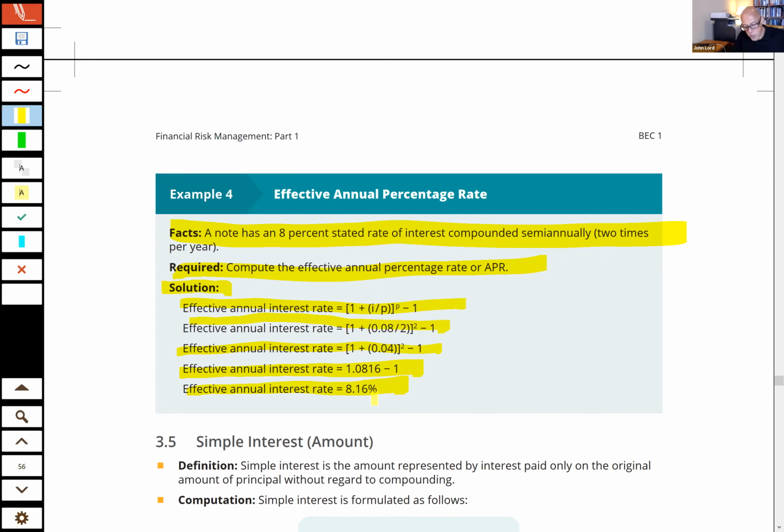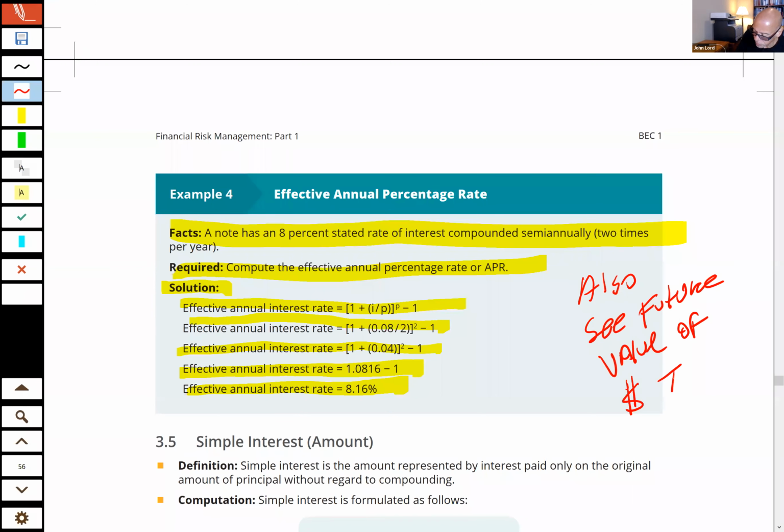Now, for this one, I think it's worthwhile to put in here just so you can see the connection to the present value tables, or future value tables in this case. Put here also, see future value of a dollar table.